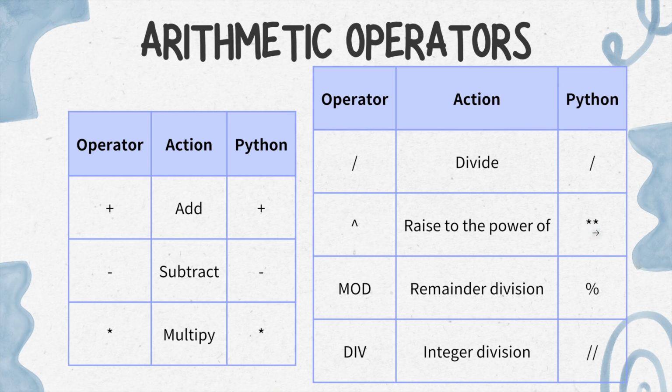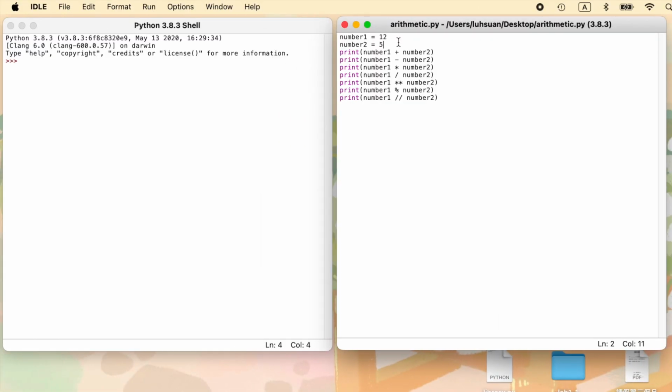There are 2 relatively rare operation symbols here, mod and div. Mod is the remainder after division, while div is the quotient after division, and both must be integers. Let's write and test a short program to perform all these mathematical operations and output the result. Declare the 2 variables number 1 and number 2 to be 12 and 5.